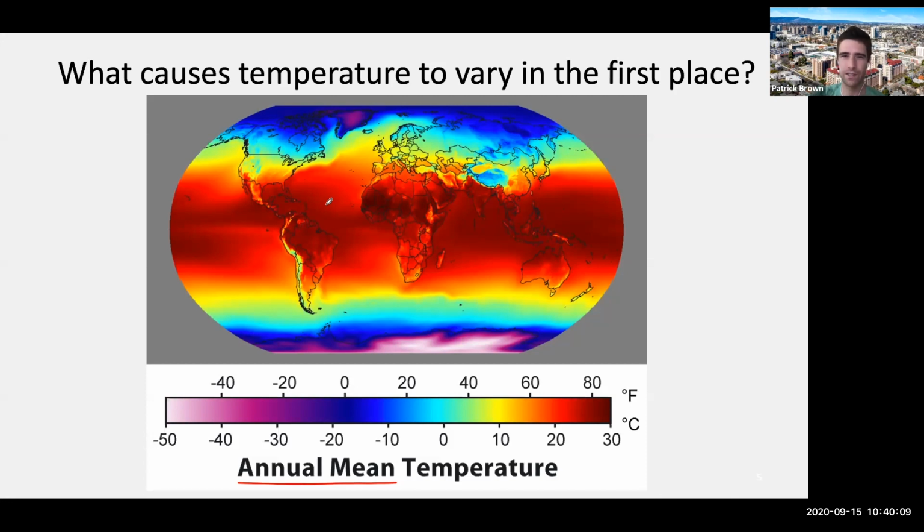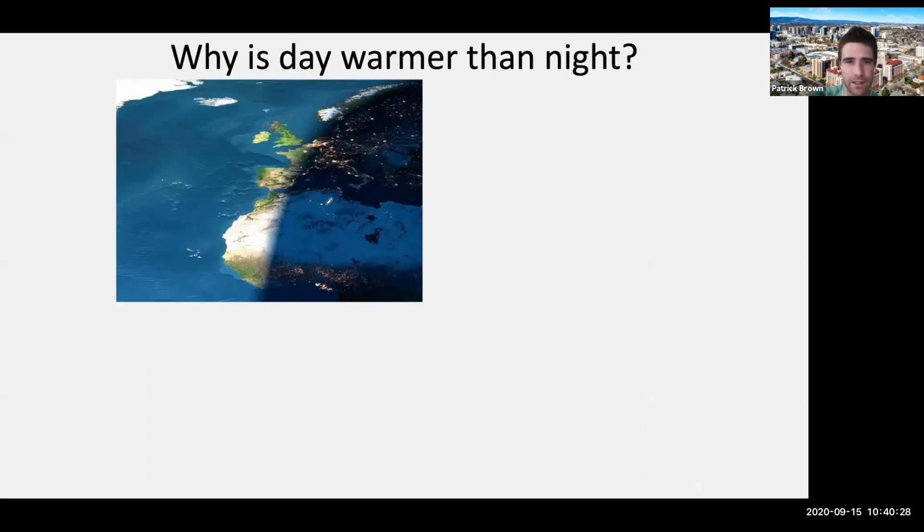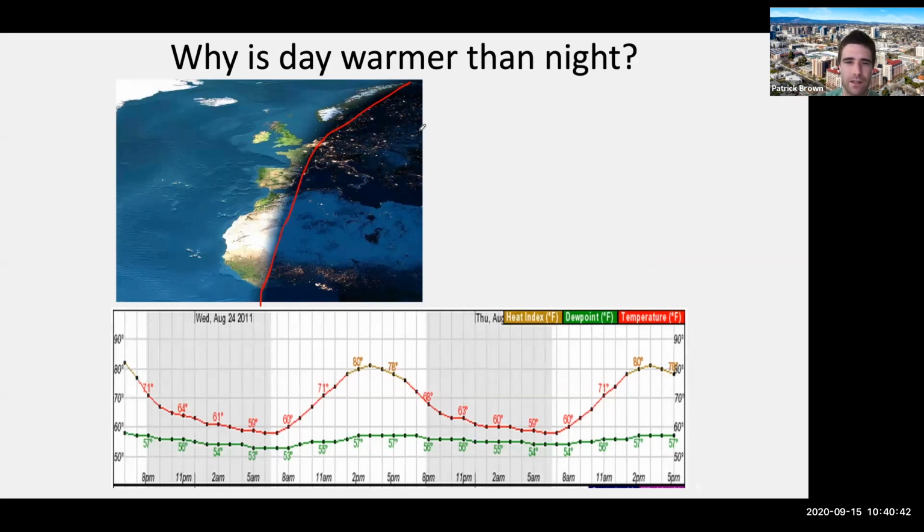And so we can think about, okay, temperature varies in space, it varies horizontally, but it varies in other ways that we're familiar with, right? So it varies from day to night. The day tends to be warmer than the night. So here's just a picture of the sunset or sunrise, or this would be sunset, probably traversing Europe.